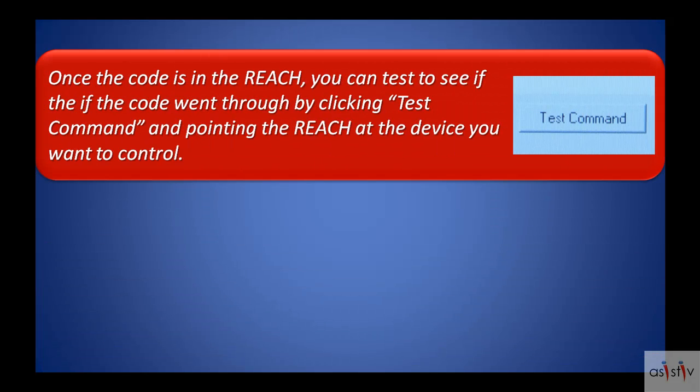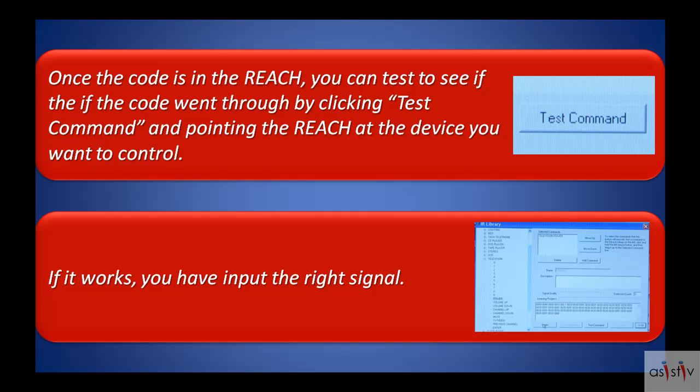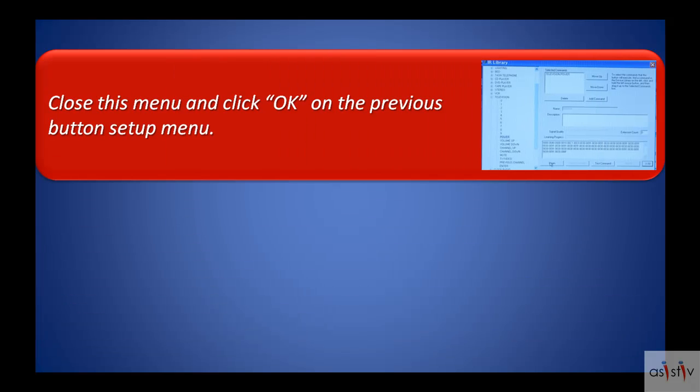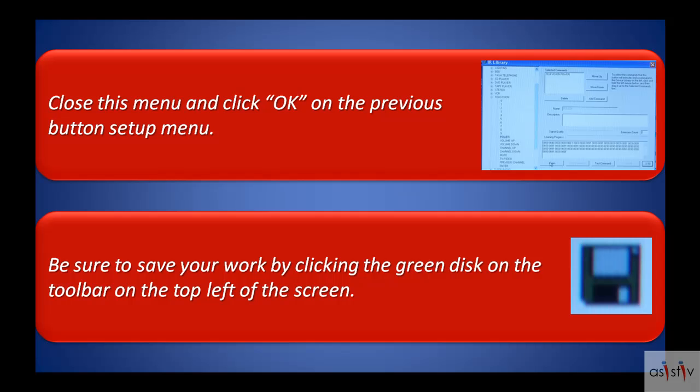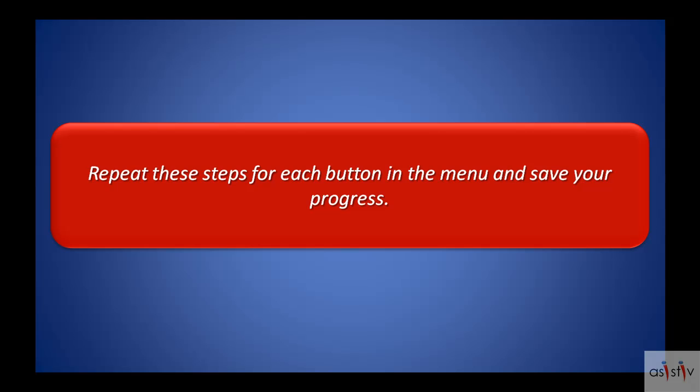Once the code is in the reach, you can test it to see if the code went through by clicking Test Command and pointing the reach at the device you want to control. If it works, you have input the right signal. Close this menu and click OK on the previous button's setup menu. Be sure to save your work by clicking the green disk on the toolbar on the top left of the screen. Repeat these steps for each button in the menu and save your progress.